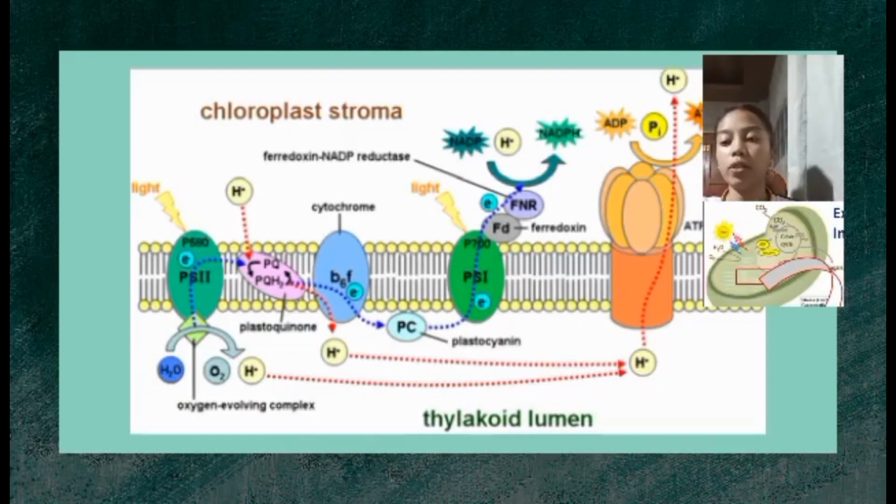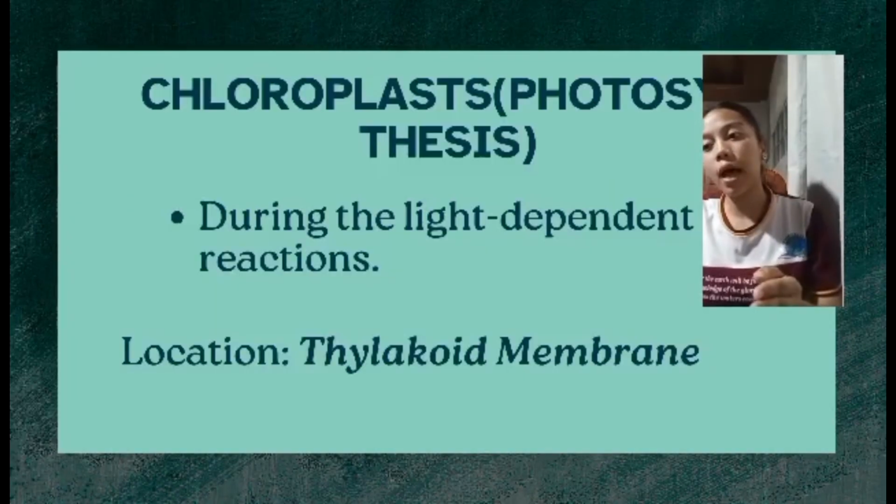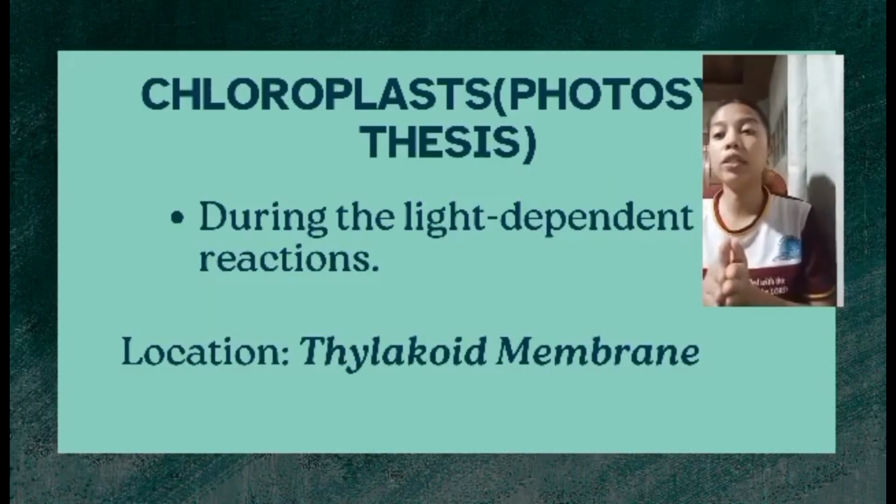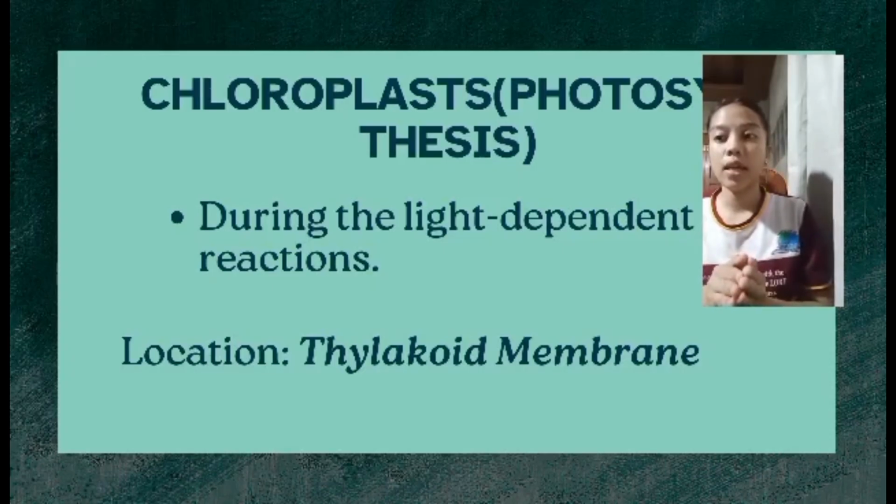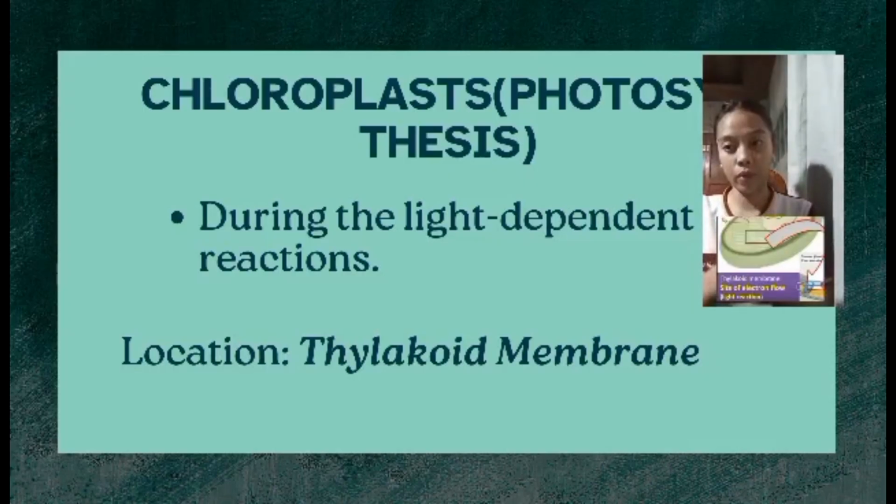Chemiosmosis in chloroplast or photosynthesis. It happens during light-dependent reactions. Photosynthesis chemiosmosis happens specifically across the thylakoid membrane.